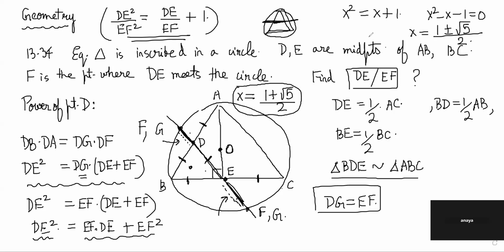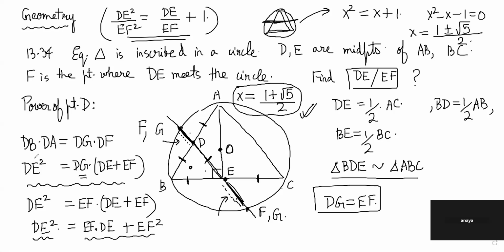Basically, the point is that we have converted it into a quadratic equation. We are getting (DE/EF) squared equal to DE/EF plus 1. And (1 minus root 5)/2 will give us the negative root. We don't want negative roots, so we are going to take the positive root, and that is our answer.